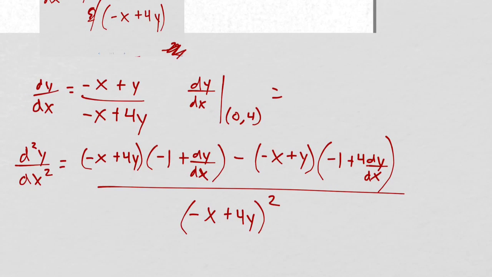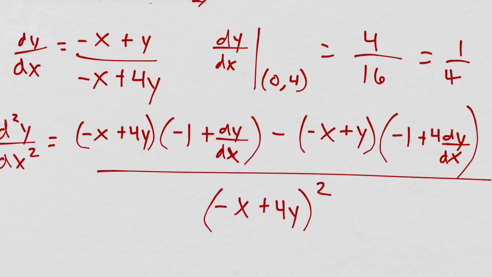So I'll plug in a 0 for x and a 4 for y. I just get 4 on the top and 16 on the bottom, right? Because both of those are 0. And then this will be 1 over, not 16, 1 over 4. So there we go.